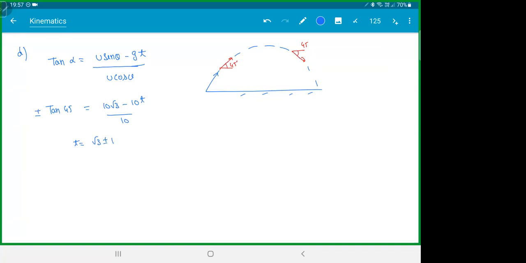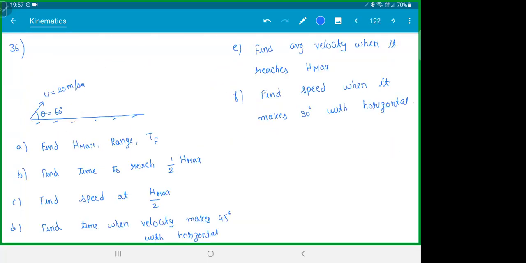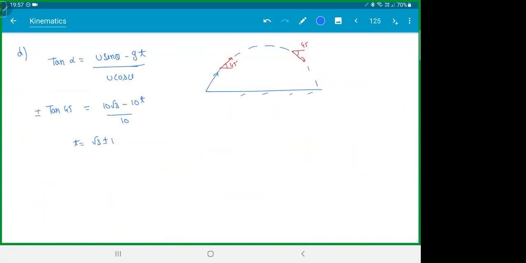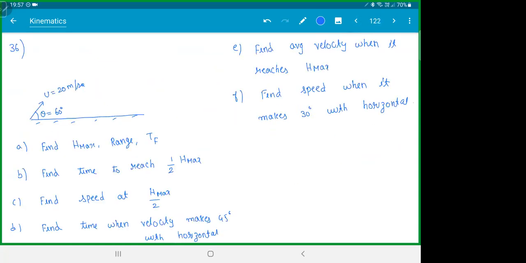Check. What about the D part? Find the average velocity when it reaches H max. D is clear, everyone. Easy. Direct formula substitution. Get the E part. Let's finish it off. E and F.